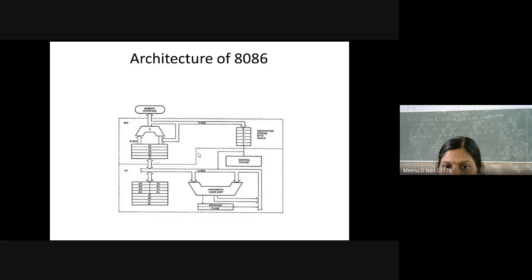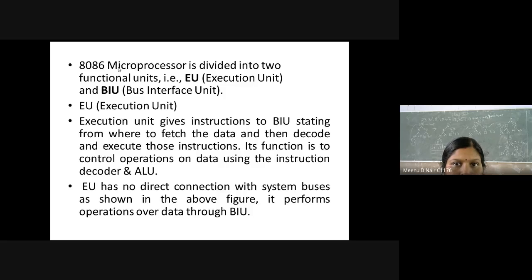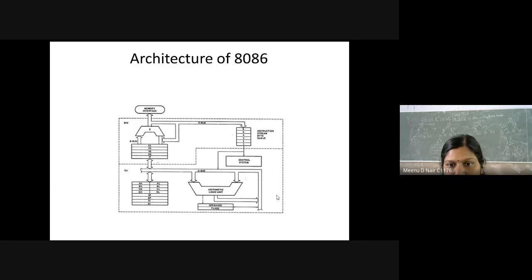So this is the differentiating line. This part is completely the bus interface unit and this part is completely the execution unit. We'll see one by one. So the 8086 microprocessor is divided into two units. First we will see the execution unit, then we will see the bus interface unit.